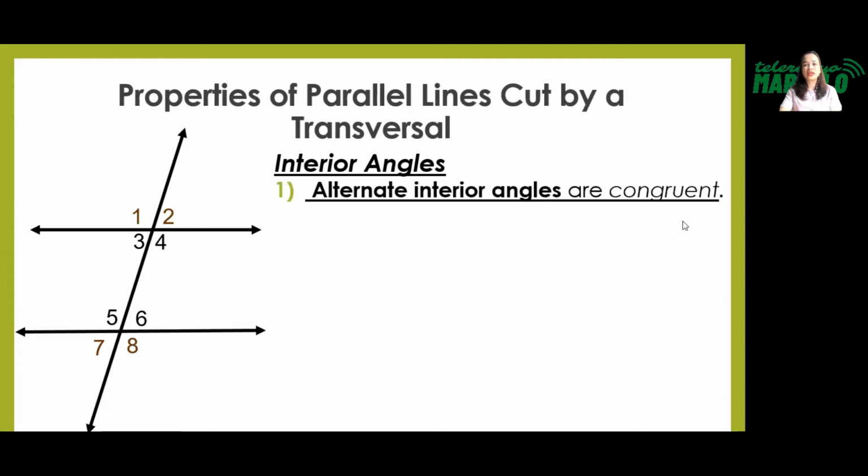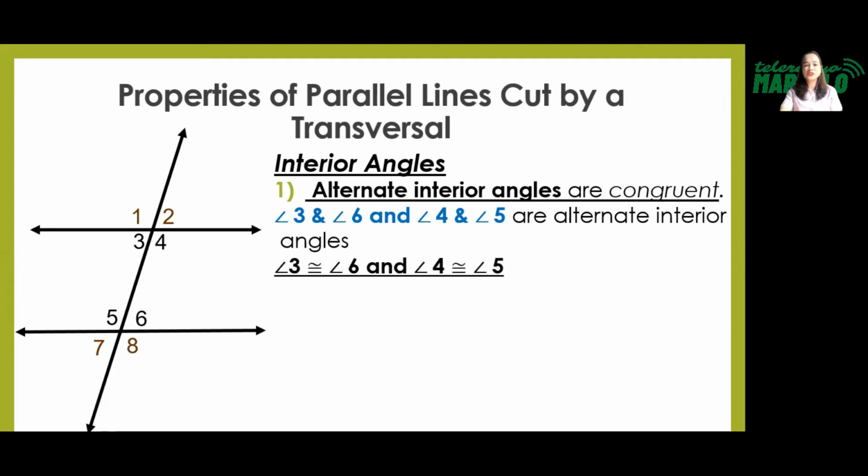So we have the alternate interior angles. And alternate interior angles are congruent. Angle 3 and angle 6 and angle 4 and angle 5 are alternate interior angles. Therefore, angle 3 is congruent to angle 6 and angle 4 is congruent to angle 5. There we have it.